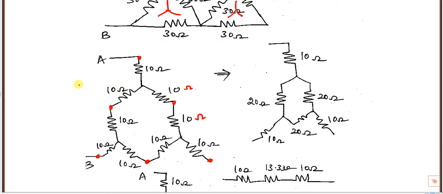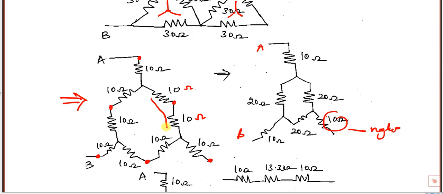Next, I want to find the equivalent impedance between A and B only. This 10 ohm is not at all connected to A or B, so we can ignore this 10 ohms. We can neglect this because this is just hanging here. This end is not connected. We can neglect this because we want only between A and B. Between A and B we have a 10 ohm resistor.